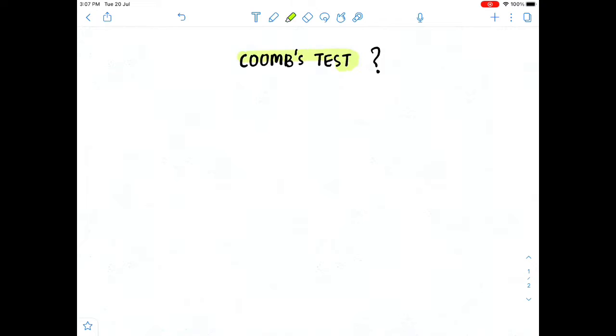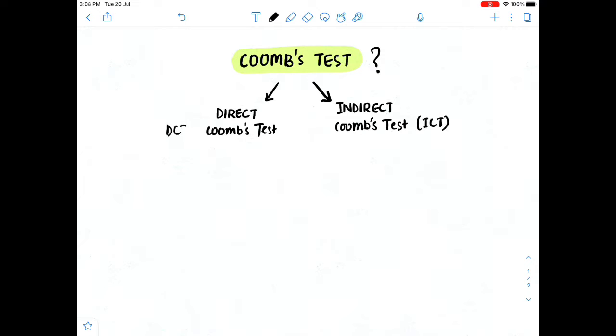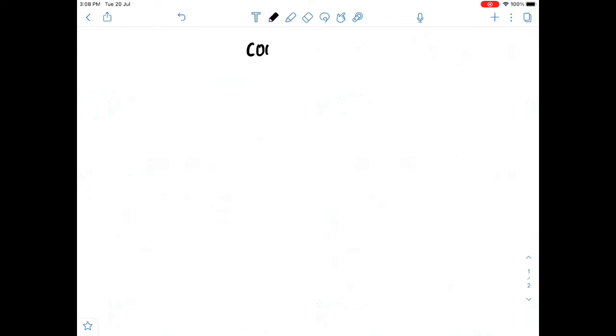Hey guys, today we'll study something about Coombs test. Coombs test is of two types, direct Coombs test and indirect Coombs test. Let's just find out what this test is all about, the two types of test, where they are used and what its importance is.